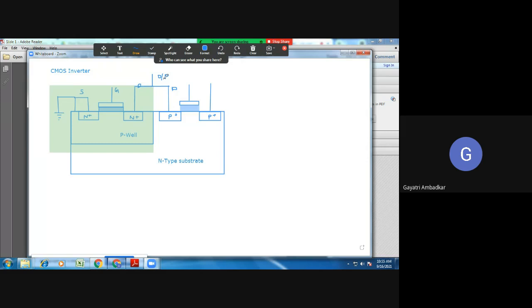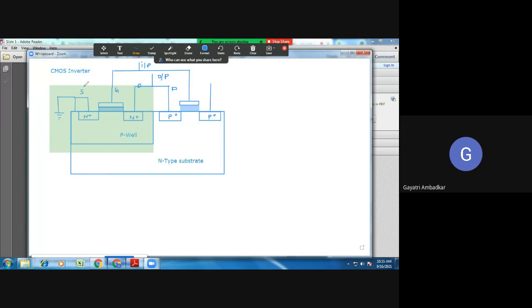Okay. Similarly, to give input, both the gates are connected together. So this is the gate of NMOS. This is the gate of PMOS, and both are connected together. Okay, to take a terminal for applying input. So by combining both the gates, input terminal is formed, and by combining both the drains, output terminal is formed.